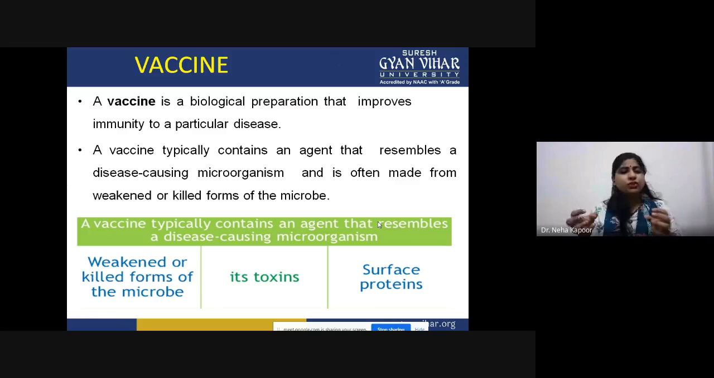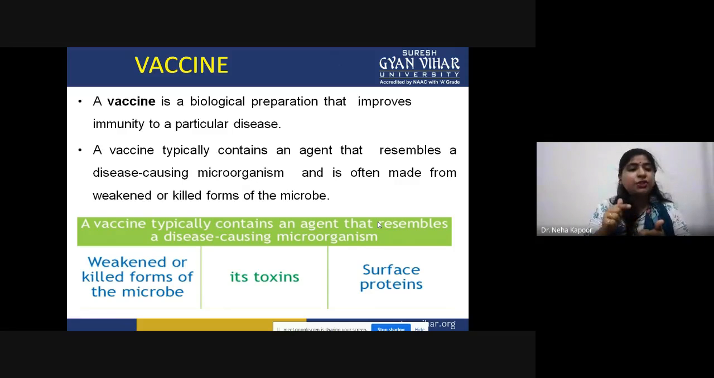A vaccine is basically a biological preparation that provides the host body immunity to a particular disease. It contains an agent, or you can say an infectious entity, a microbe, their whole cell or a small part of it that resembles a disease-causing organism, and it is often made from the weakened or killed form of the microbes. That means it is the part of a microorganism whose pathogenicity or virulence has either been weakened or killed.